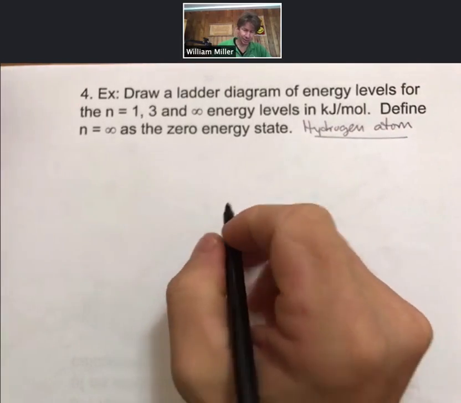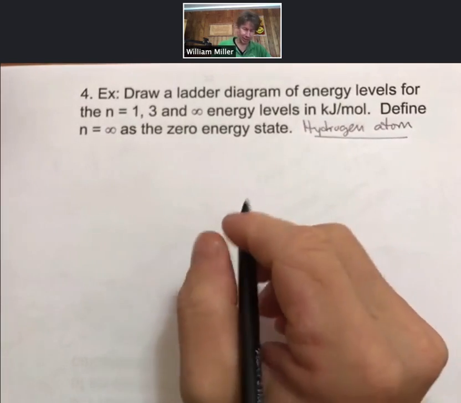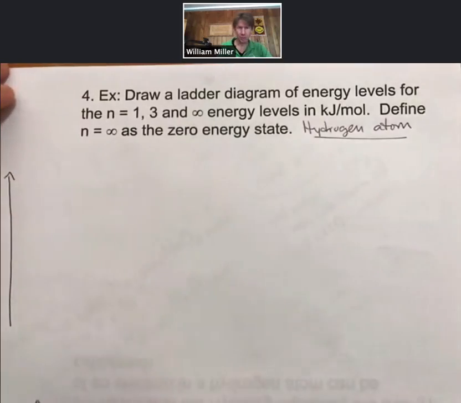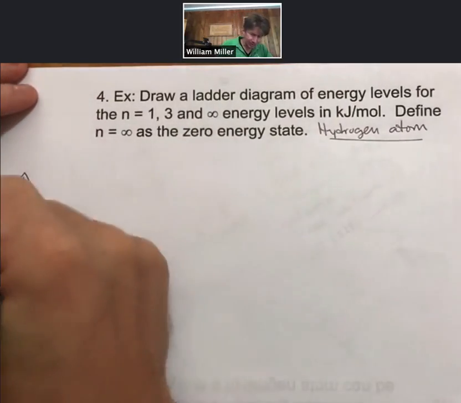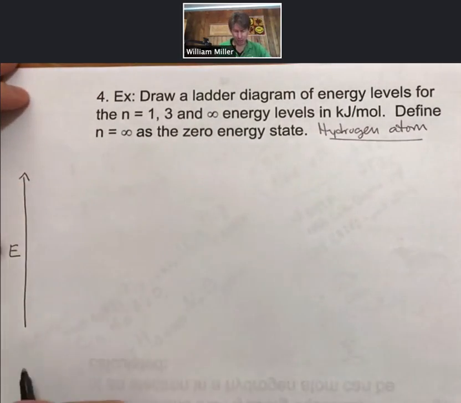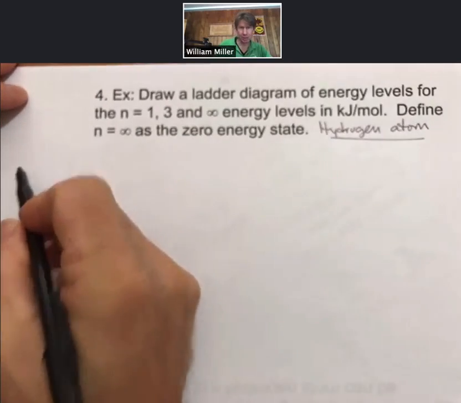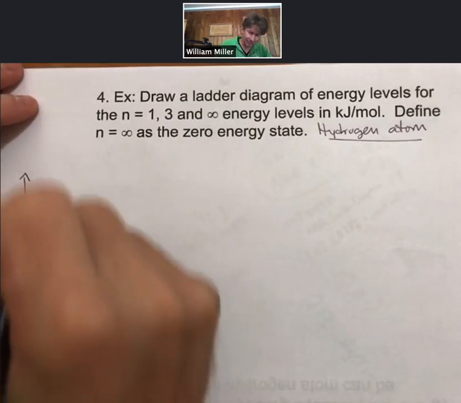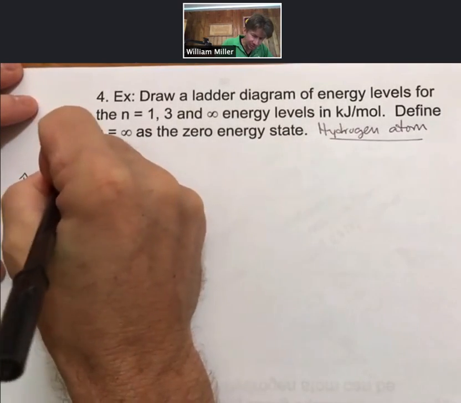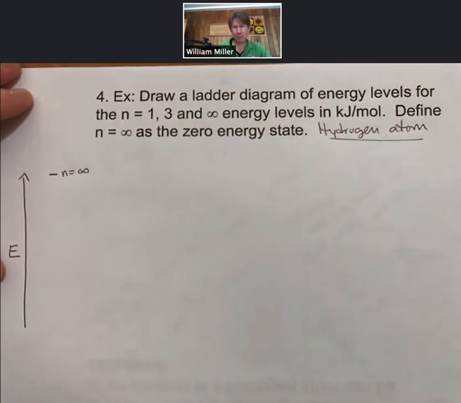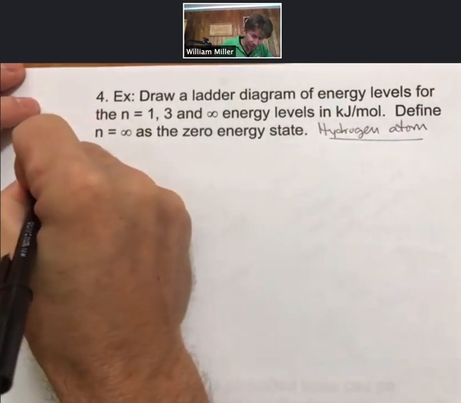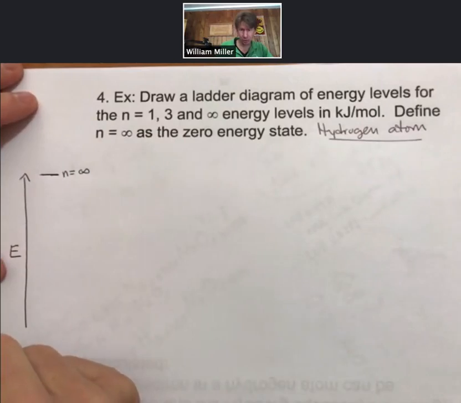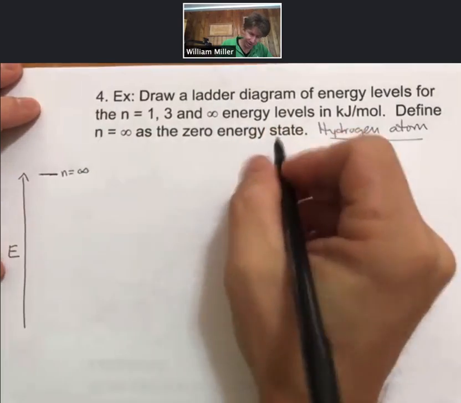And what we'll see, and let me just sketch the idea of a ladder diagram. If we draw a line with an arrow pointing up, and we think about energy as increasing as we go up the page, then what we should see is that, first off, we'll define n equals infinity as 1 rung on our ladder, and that will be 0 kilojoules per mole. That's what the 0 energy state is.